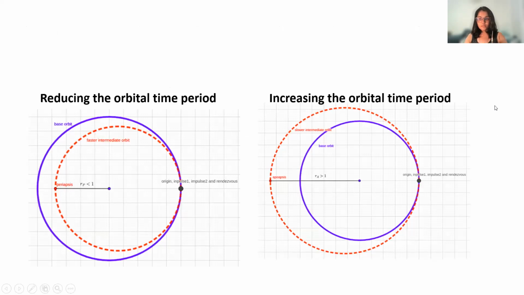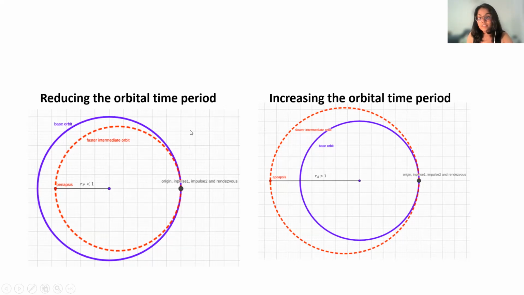So there can be two cases of a phasing maneuver, which depend on the amount of orbital time period change required. Imagine that our DST is ahead of our EEV. Then in that case, we have to increase the orbital time period of our DST so that it can catch up with the EEV, and in that case, we will follow a slower intermediate orbit. The slower intermediate orbit over here is the slower phasing orbit. We will follow a larger orbit in order to make the rendezvous happen.